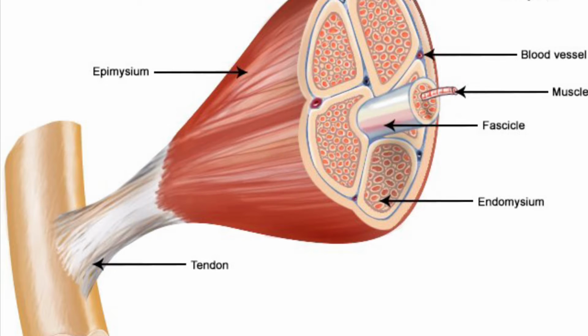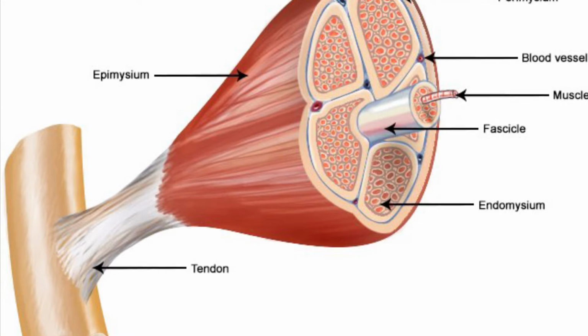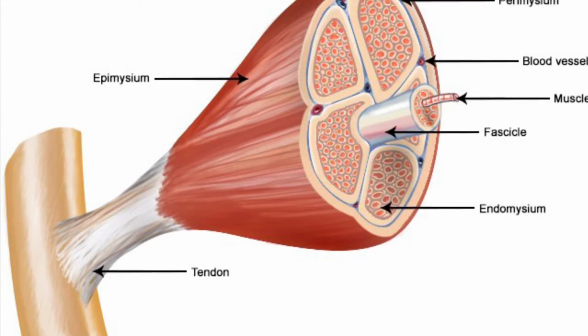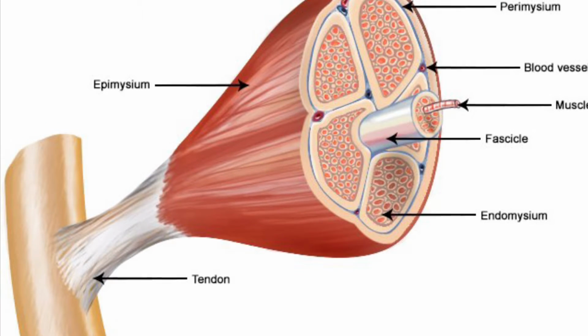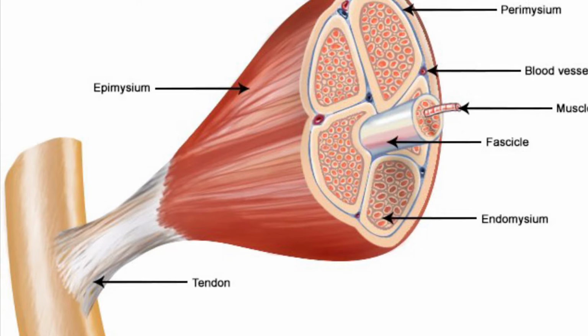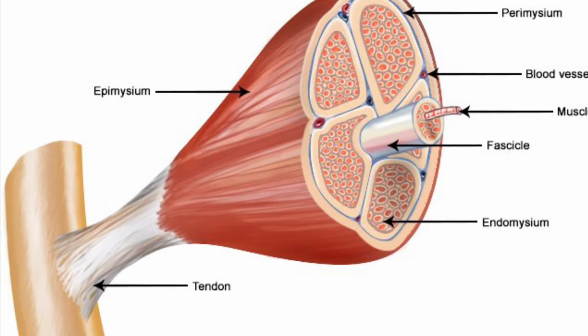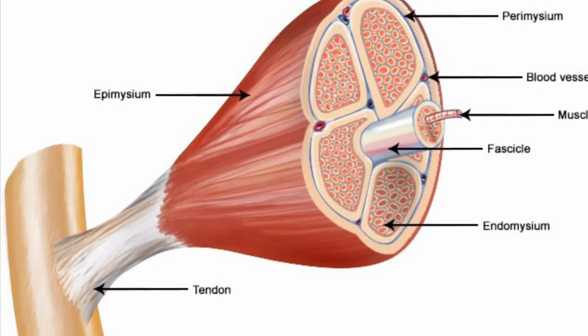Each of the compartments made is composed of many bundles of muscle fibers. Each bundle is called a fasciculus and is surrounded by the perimysium. Within this, each muscle fiber is surrounded by the endomysium, which is also a connective tissue. The connective tissue sheaths allow muscles to withstand forces and contract.